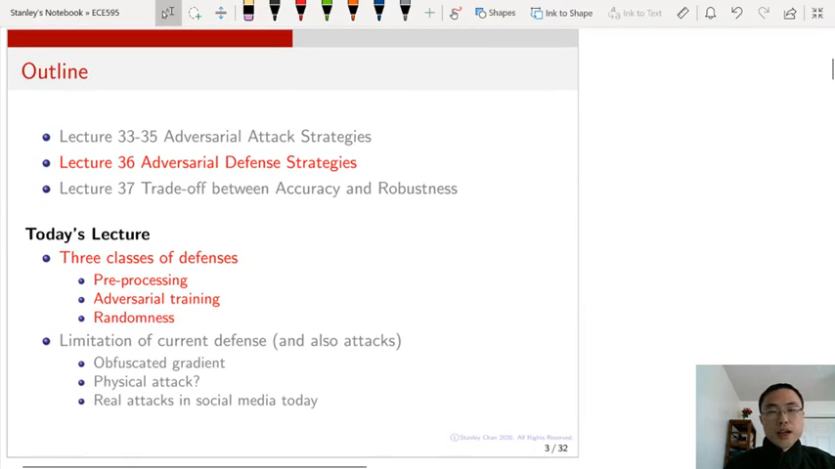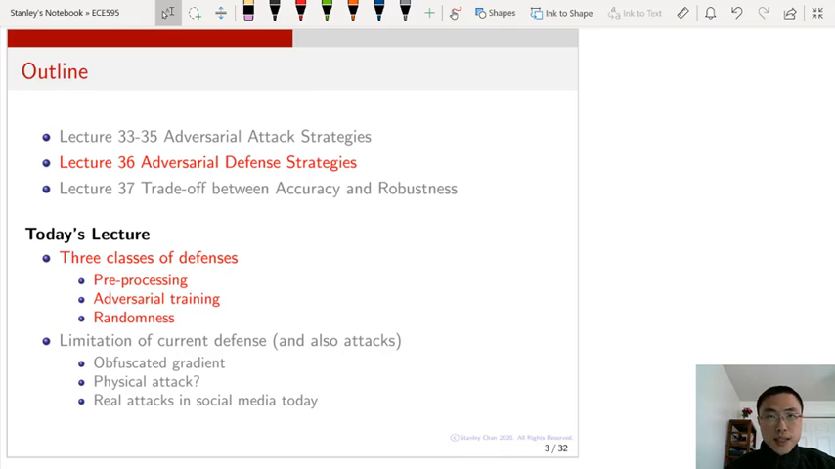So here is the outline of today's lecture. We'll be spending half of our time talking about the three classes of defending mechanisms. They are the pre-processing methods, the adversarial training methods, and also the introducing randomness methods. And then we are going to talk about the limitation of these current defenses.